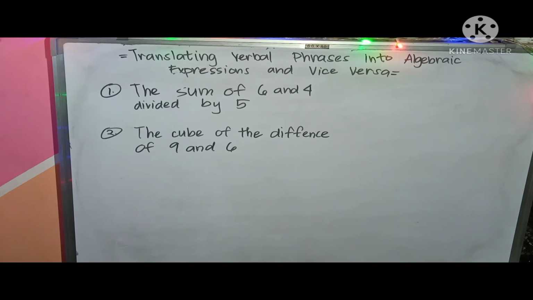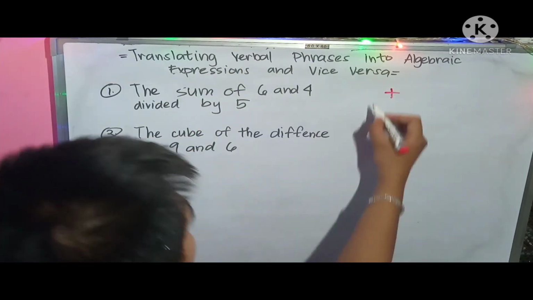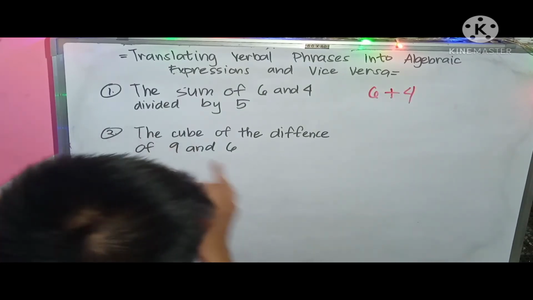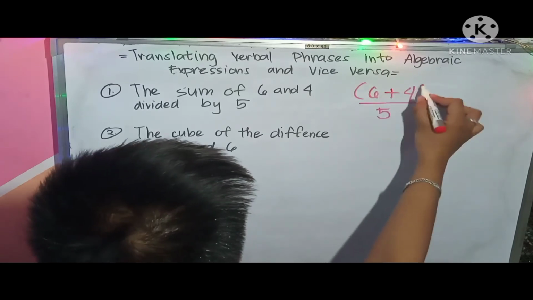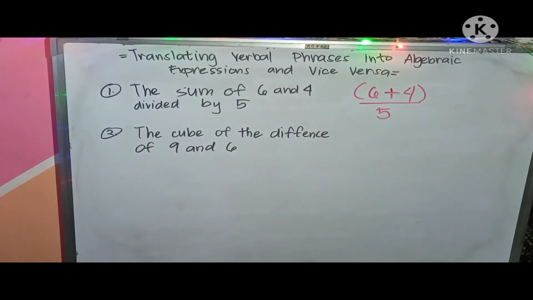The sum of 6 and 4 divided by 5. Sum of 6 and 4. Kaso may kadugtong pa siya. Divided by 5. So, pwede natin lagyan siya ng parenthesis. The sum of 6 and 4 divided by 5.